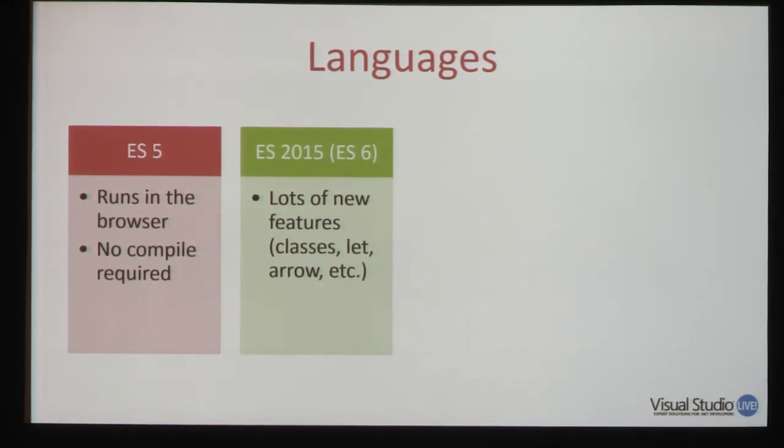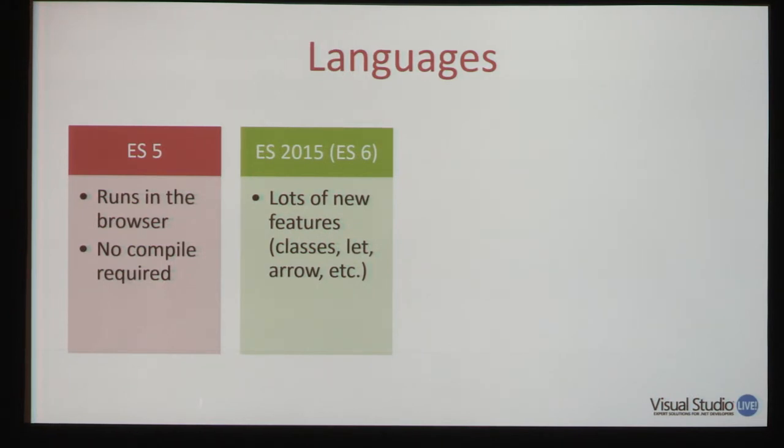ES 2015, previously known as ES 6, came out like in July, I think, of last year. Not all of the browsers support it yet, but it has a lot of new features like classes, let statements, arrow syntax, which is like our Lambda expressions. So all of that has come out recently, but as I said, not all browsers can recognize that.